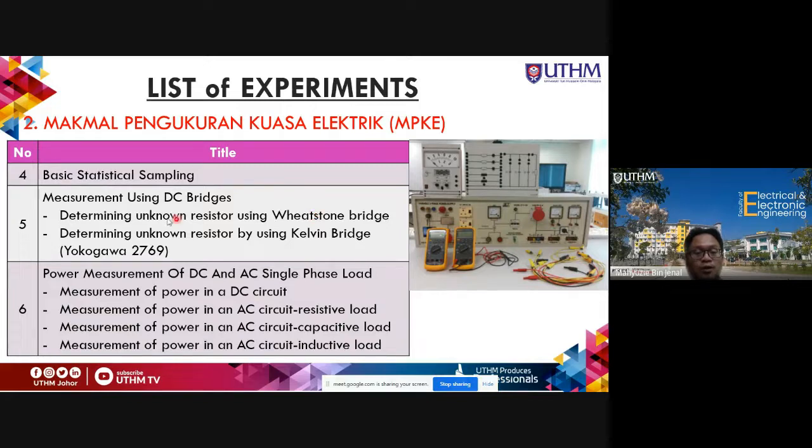are used for determining an unknown resistor. Let's say you have an unknown value of resistor, and you put the resistor into the unit, the Wheatstone for example, and do some parameter setting, some of the features, and then you may come up with or calculate the value of the unknown resistor. Two types again, the Wheatstone bridge and the Kelvin bridge. This is the brand Yokogawa 2796. And then number 6, the power measurement, DC and AC.